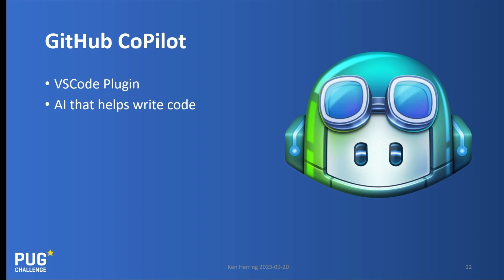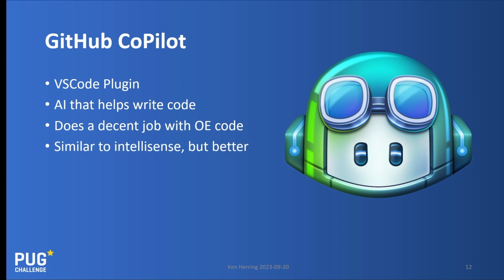Just reading through their selling sheet earlier, it doesn't write perfect code. It's a robot. It's not putting us out of a job. If it wrote perfect code, none of us would need to be here anymore. But it does help guess what you're trying to do. And surprisingly, it guesses at OpenEdge fairly well from time to time. A couple stipulations on that. We'll talk through it when we try it out here. It does a decent job with OE code.